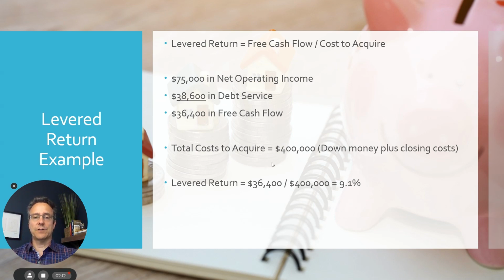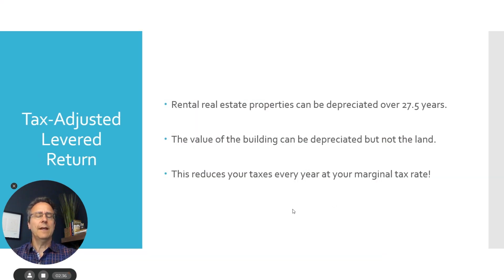And then total cost to acquire on that $1 million property, let's say it's $400,000, which is your down money, closing costs, maybe some minor repairs. So your levered return is your free cash flow over the money you had to send out the door for the deal. So 36,000 over 400,000 is equal to 9.1%, which is already a big improvement over that initial cap rate. Let's take it one step further and factor in taxes.